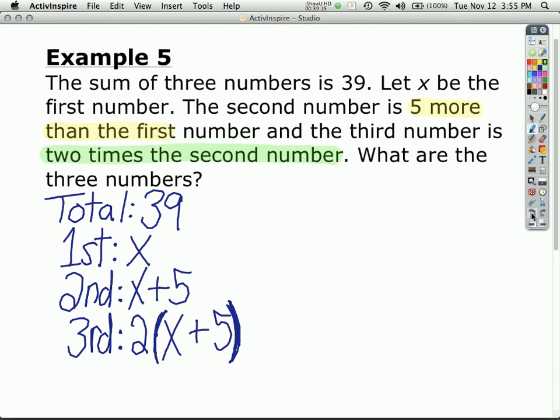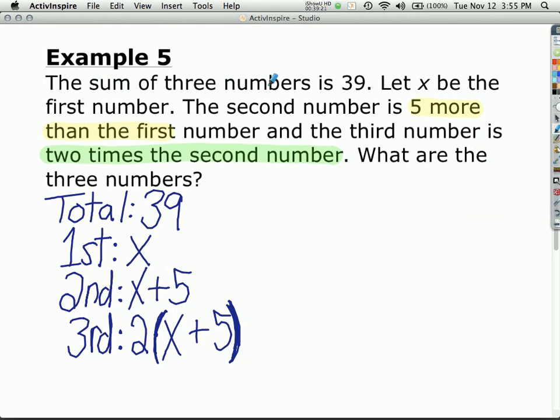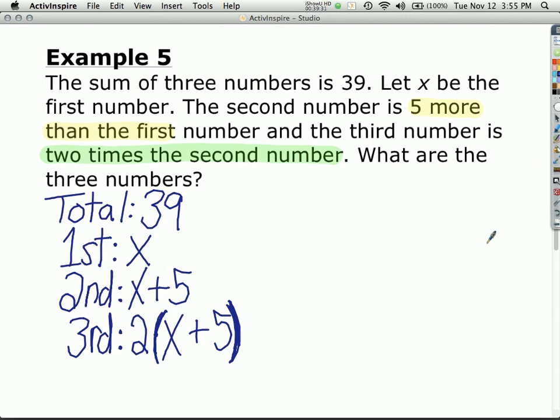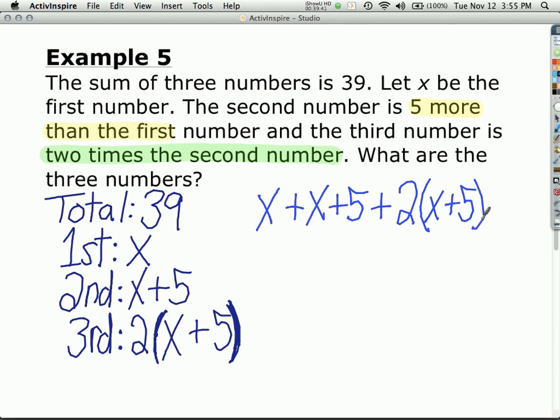So, now we have all the pieces defined. Now we go back to the beginning. It says the sum of 3 numbers. So here are the 3 numbers. We need to sum them up. And so now we can simply do what we've been doing in the past. The first number plus the second number plus the third number all has to add up to 39.